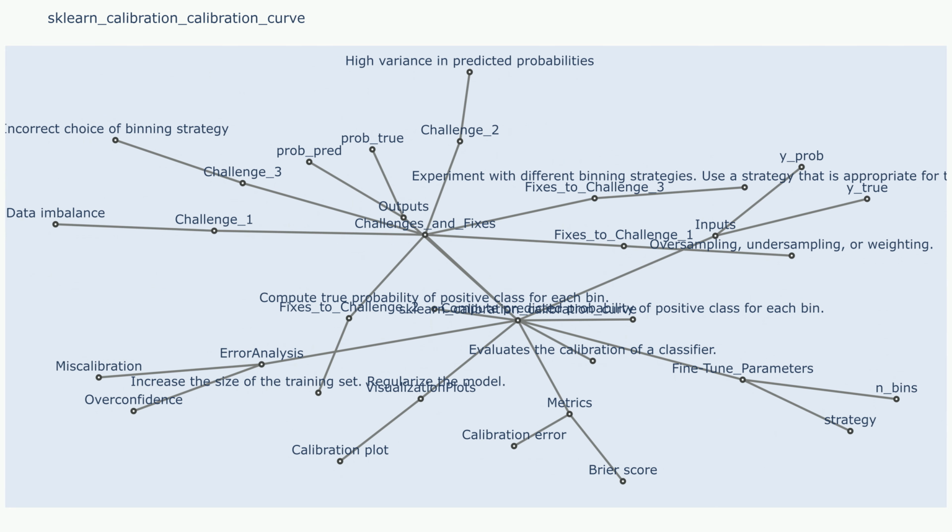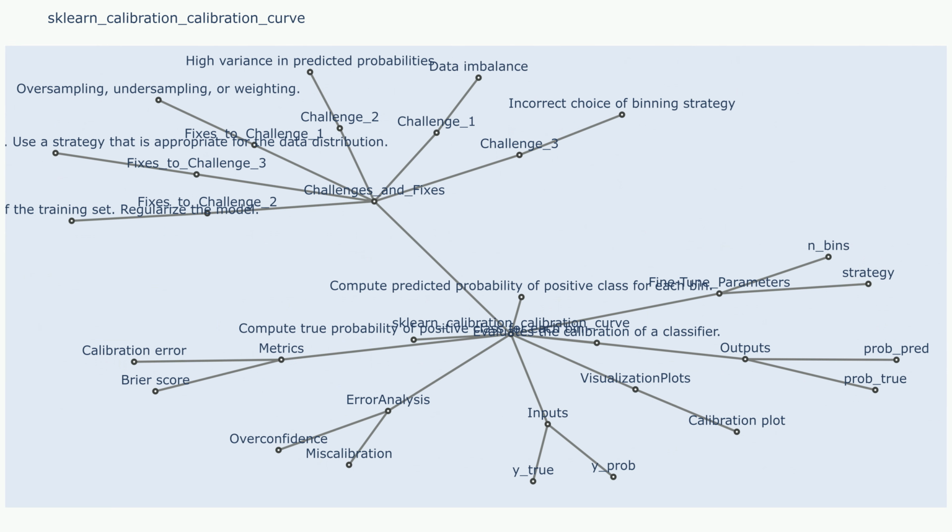Challenge 4. Challenge description. The calibration curve might not be informative for highly imbalanced datasets, where the minority class is poorly represented. Sample use case. In fraud detection, where fraudulent transactions are rare, the calibration curve might not provide meaningful insights due to the limited number of positive samples. Fixes. Use specialized calibration techniques designed for imbalanced datasets, such as the Platt scaling method. Consider using resampling methods to balance the dataset before training the model. Focus on evaluating the model's performance on the minority class to gain a better understanding of its calibration in that context.